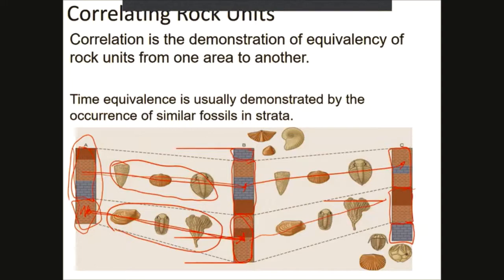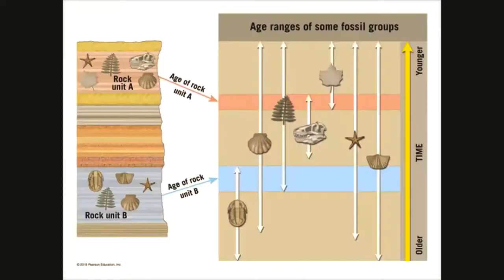So that's one way. If you have sedimentary rocks of a known age, you have the fossils in them, then you can correlate those ages to other nearby sedimentary rocks that contain the same fossils. But what if we don't even have any sedimentary rock of known age around?